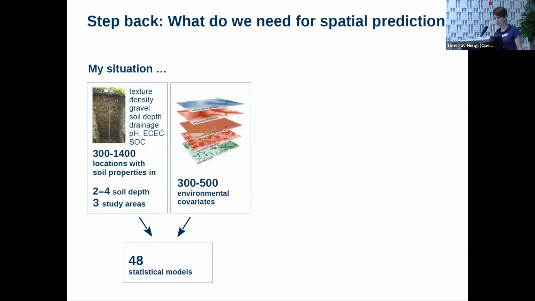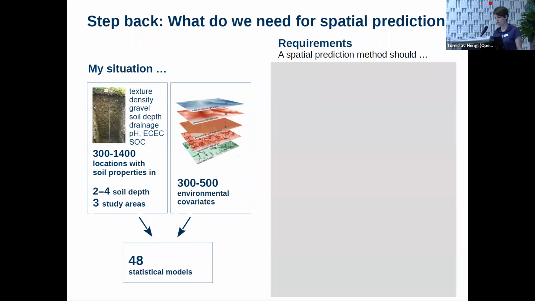So first, a step back. My situation during my PhD was that I had 300 to more than 1,000 locations with measurements. I had 2 to 4 different depth intervals, so really many responses in 3 study areas. On the other hand, I had 300 to 500 possible covariates out of terrain analysis and hyperspectral imagery. In the end, I really have many models that need fitting.